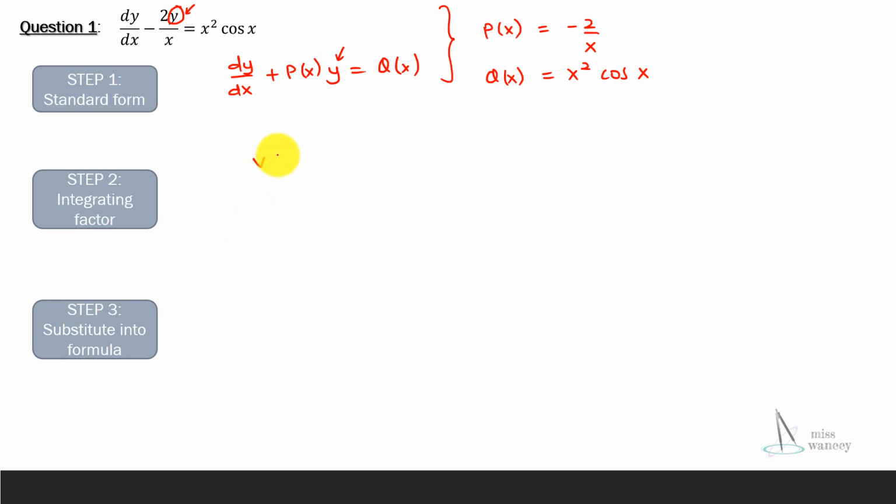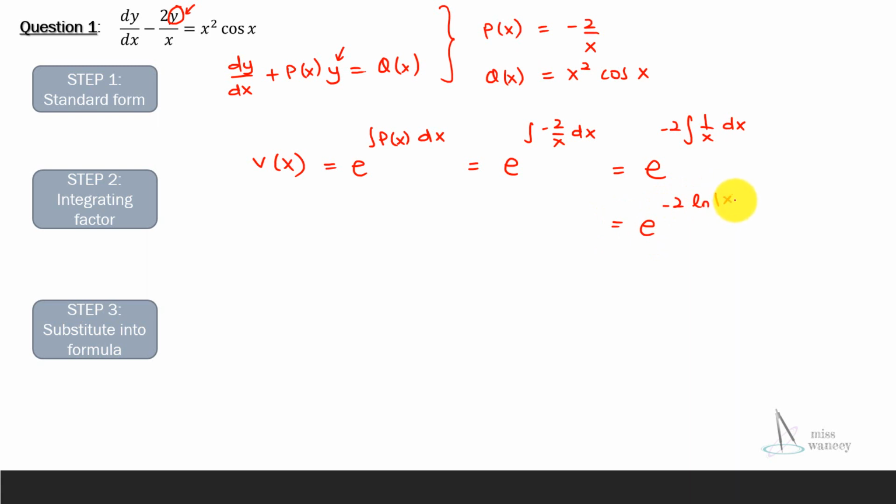So second step, we are going to calculate the integrating factor. The formula for the integrating factor, normally denoted by v, is v equals e to the integral of P(x) dx. The P(x) over here is negative 2 over x. So let us substitute: e to the integral of negative 2 over x dx. Since we have some constant, let's bring it out: e to the negative 2 times the integral of 1 over x dx. Integrating 1 over x will give us ln. So this is e to the negative 2 ln x.